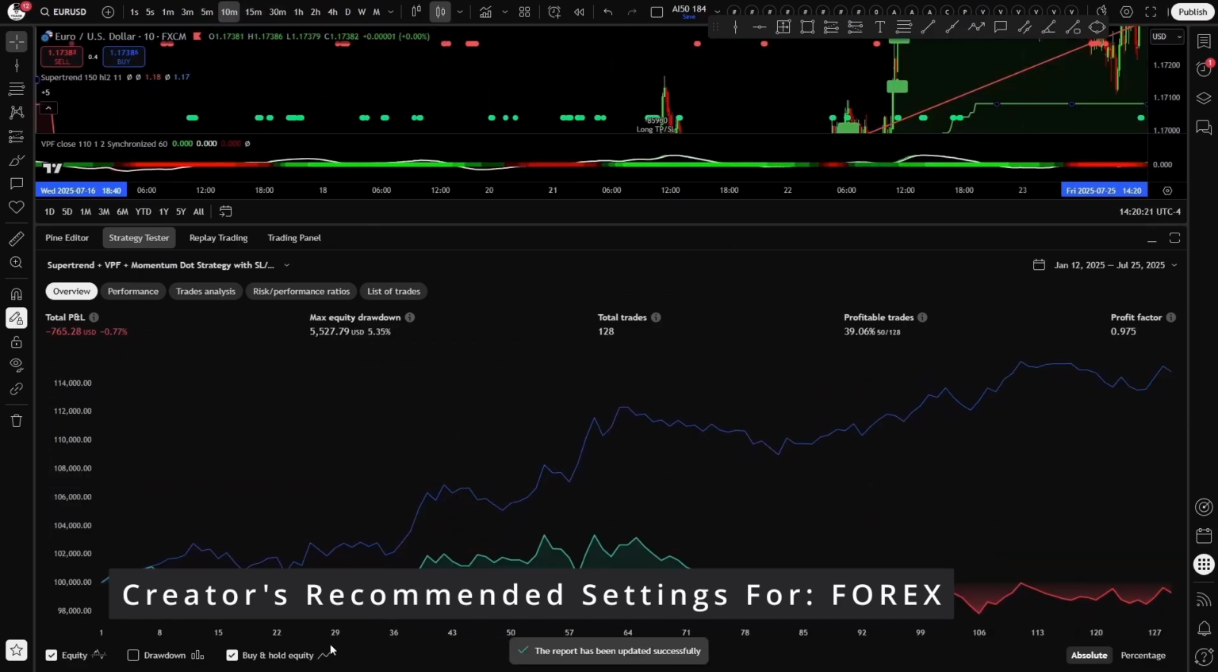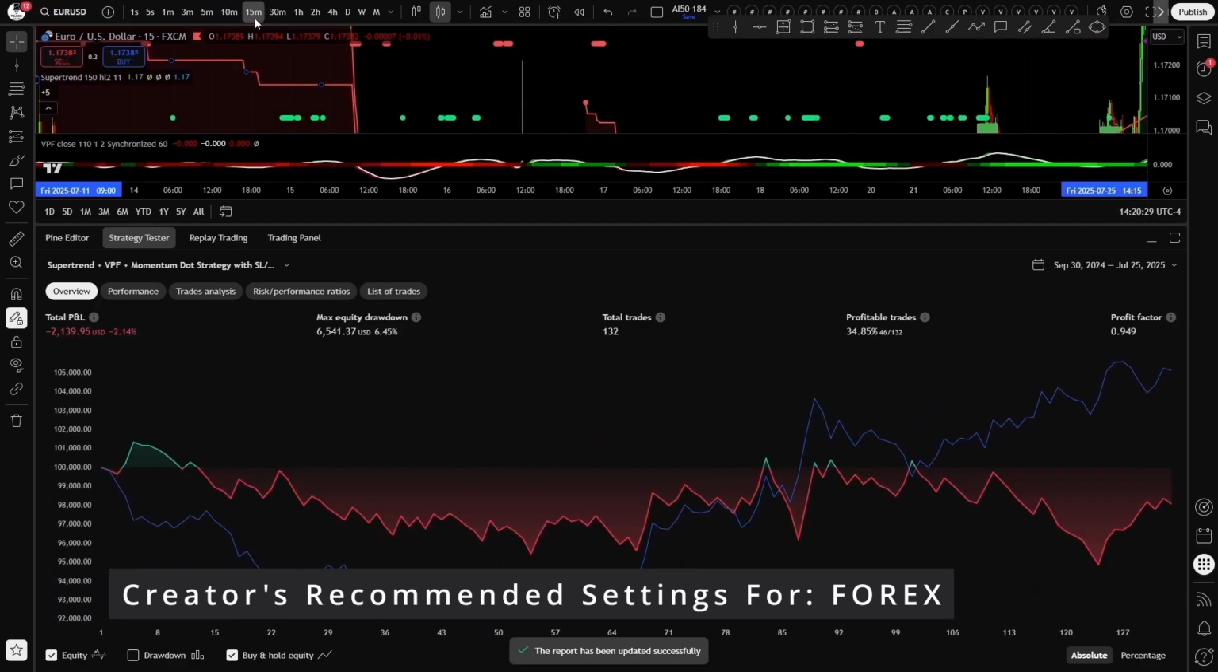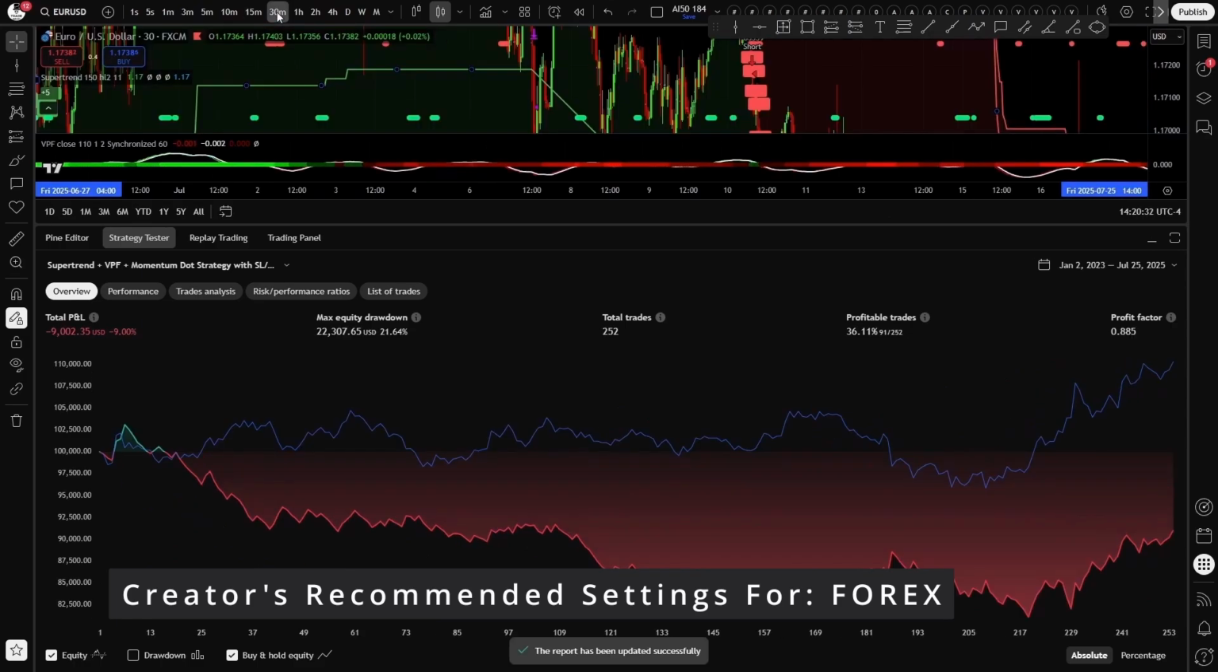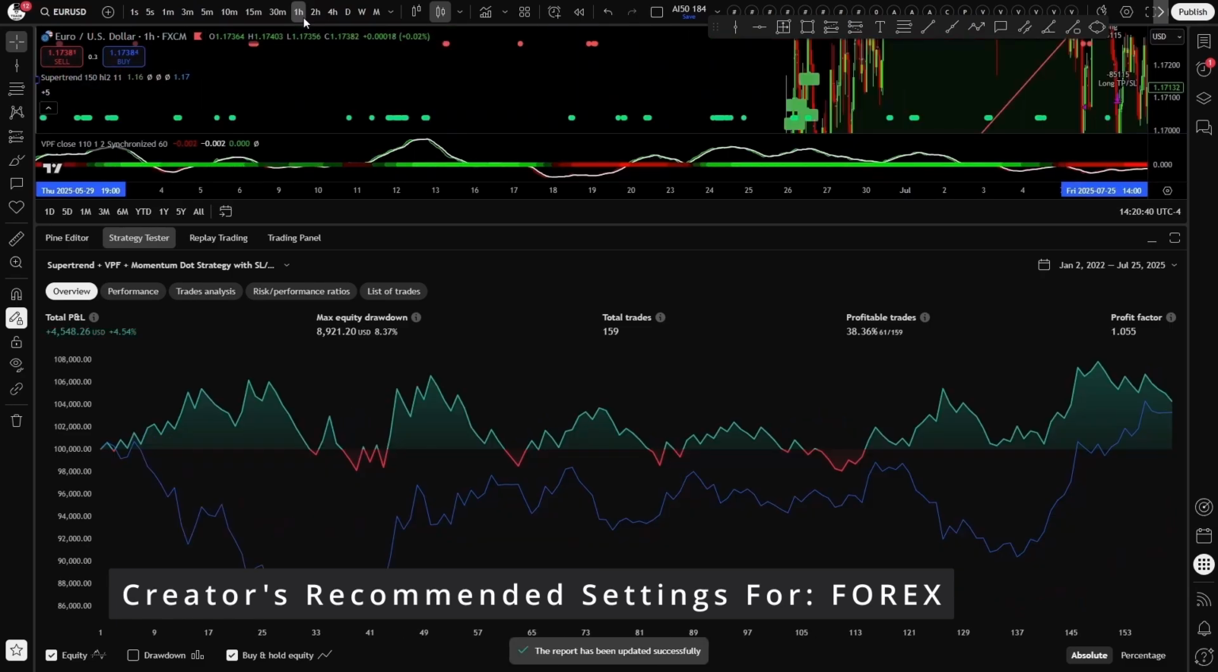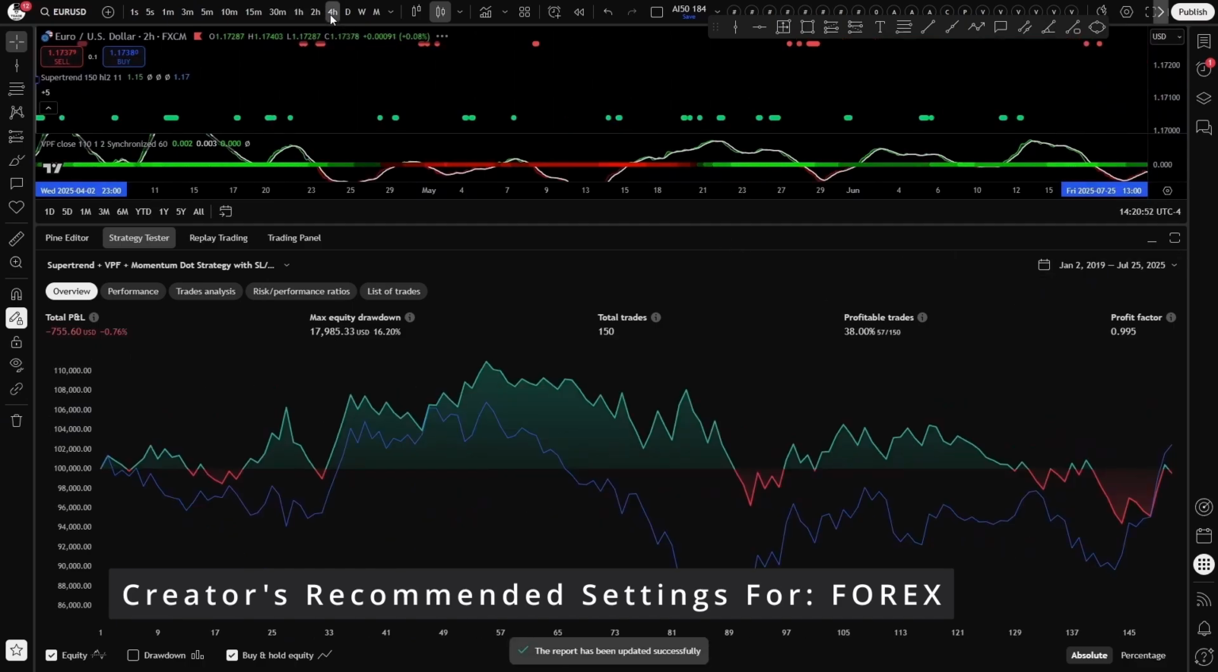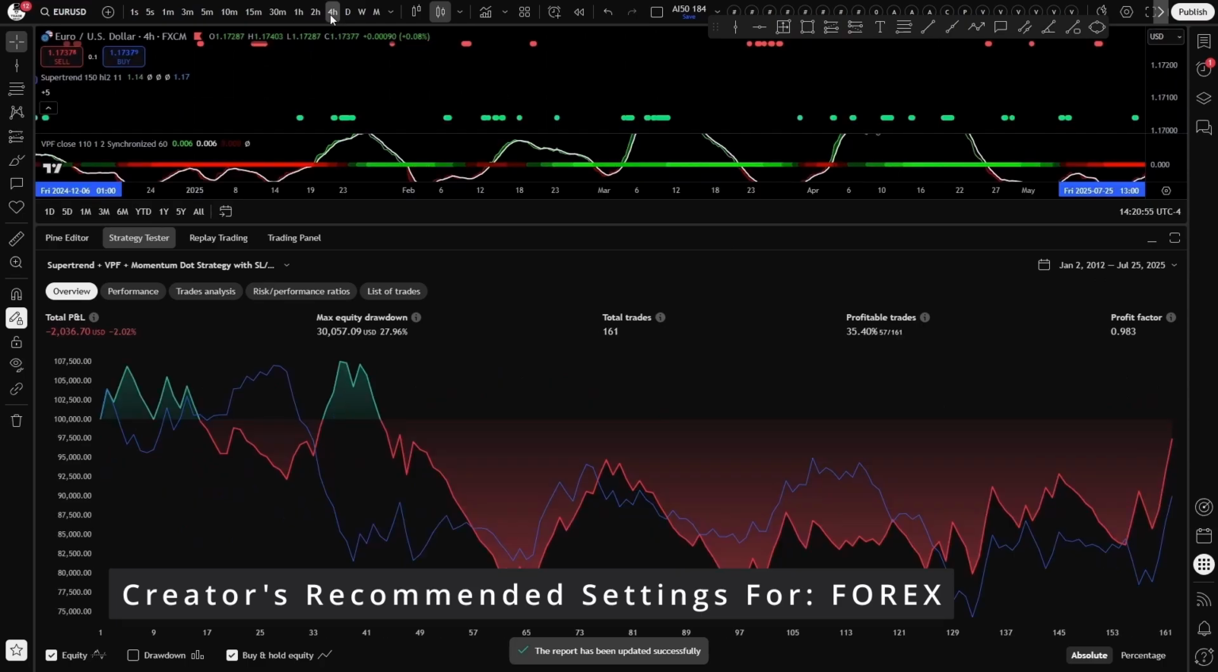On the 10-minute, it is starting to get better, almost at break-even. On the 15-minute, still around break-even. 30-minute is a bit worse than break-even, 0.88 profit factor. On the 1 hour, now it is profitable on the last 20,000 candles, but 4% net profit in the last around 3 years is pretty low. What about the 2 hour? Break-even. 4 hour, it's break-even.